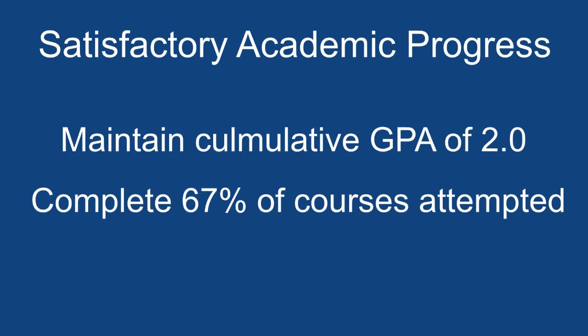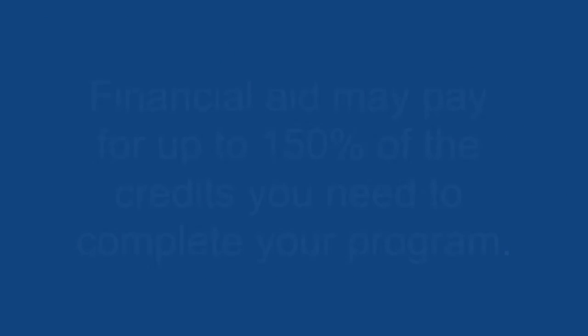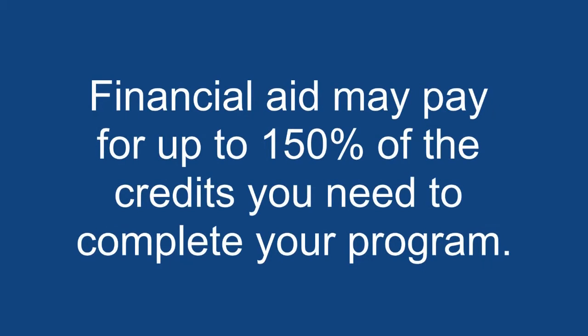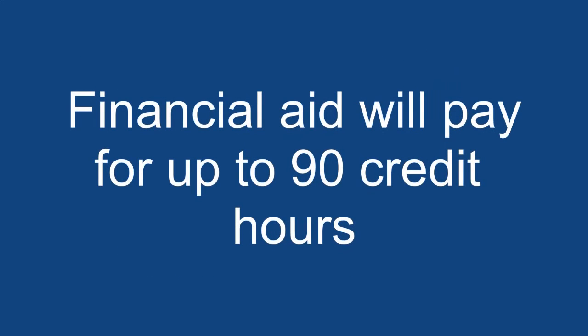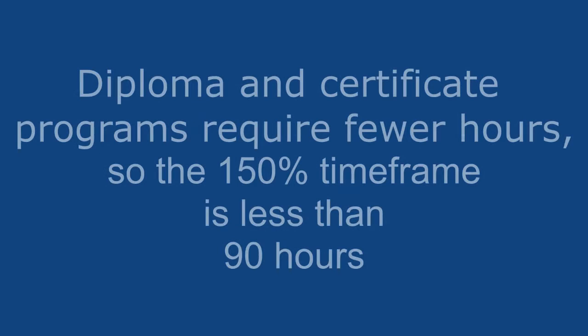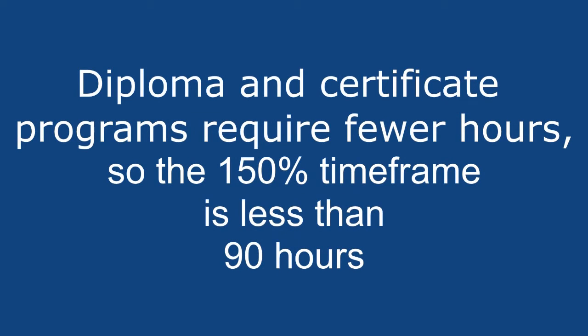Lastly, you cannot exceed your maximum time frame. At ACTC, financial aid may pay up to 150% of the credits you need to complete your program. The total number of credits available for you depends on your current academic program. For example, if you plan to obtain an Associate in Arts degree and that degree takes 60 hours to achieve, you are eligible for financial aid until you reach 90 total hours. Diploma and certificate programs require fewer hours, thus the 150% time frame will be less than 90 hours.